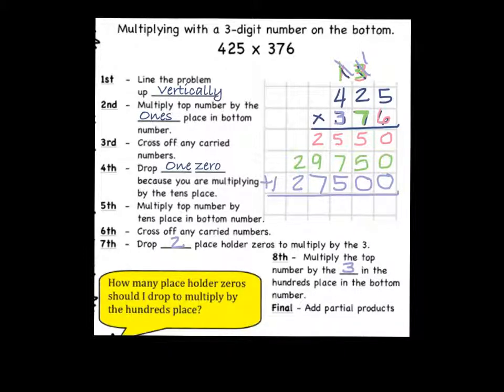And now I'm ready to do my final step, which is to add my partial products. So if I add straight down, I'm going to get 0, 0, 18, carry the 1, 19, carry the 1, 5, and 1. And now I can count over 3 spaces and put in my comma, and my answer is going to be 159,800.